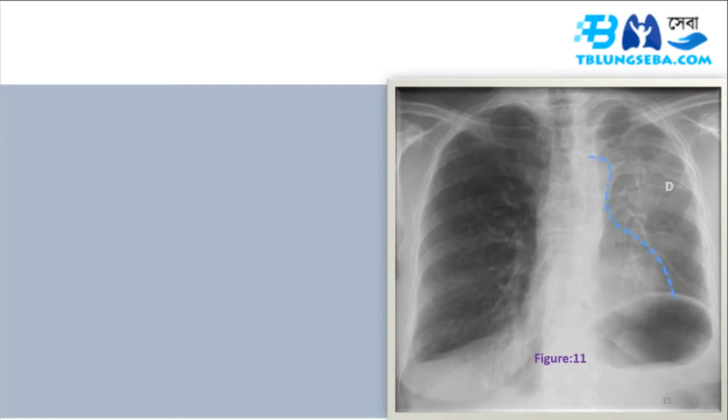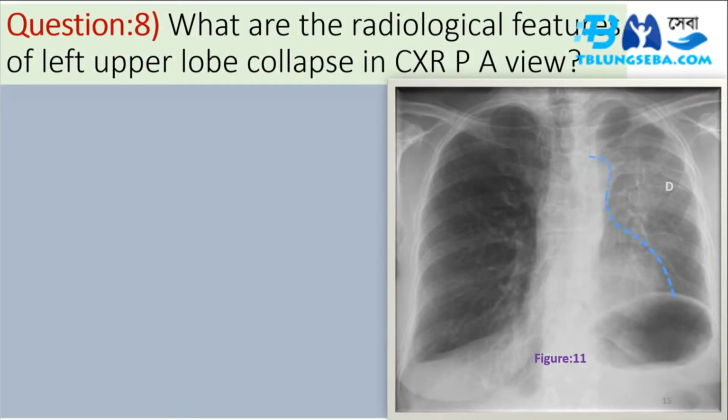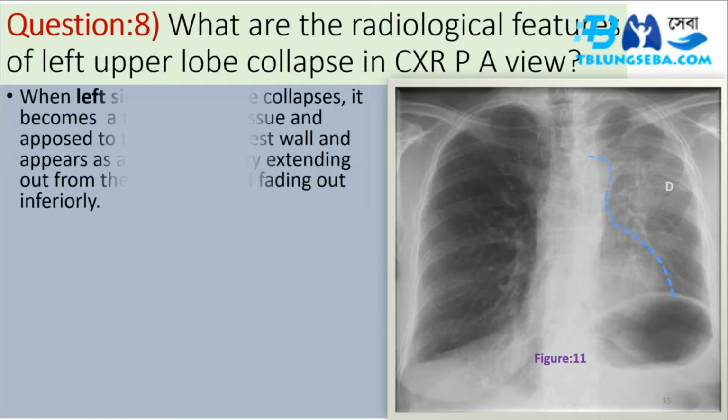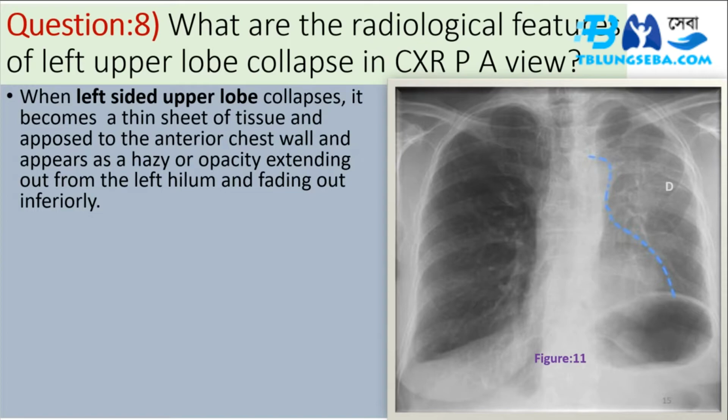Elevation of the horizontal fissure, green arrow, and anterior bowing of the upper part of the oblique fissure, sky blue arrow, may be visible. Question 8. What are the radiological features of left upper lobe collapse in CXR PA view? When the left upper lobe collapses, it becomes a thin sheet of tissue opposed to the anterior chest wall and appears as a hazy opacity extending out from the left hilum and fading out inferiorly.